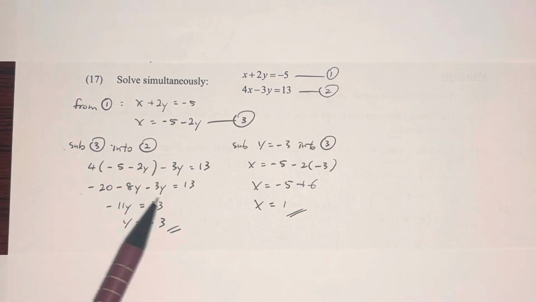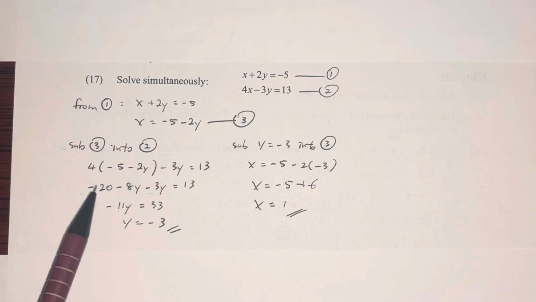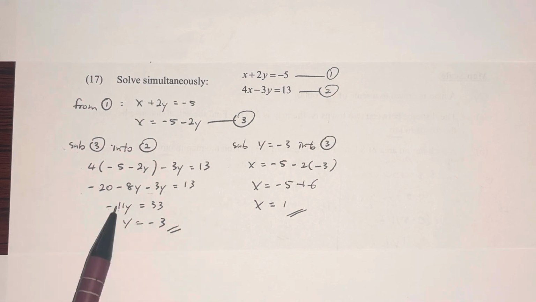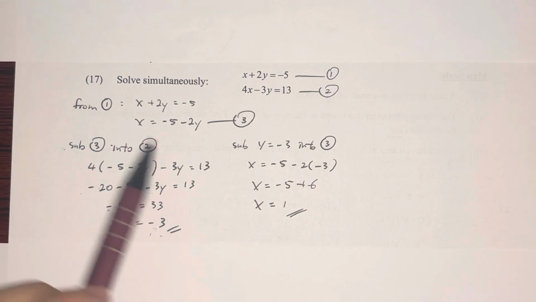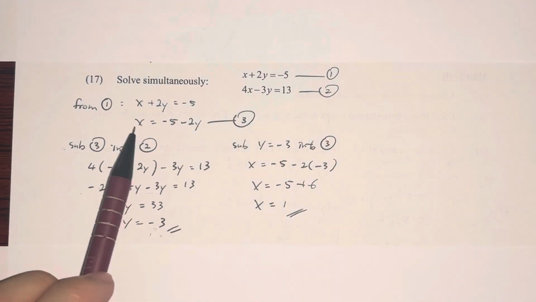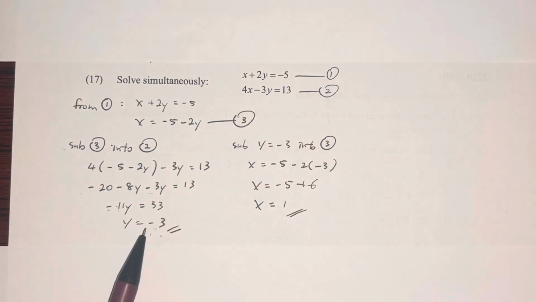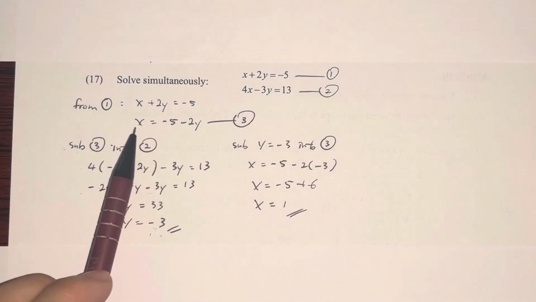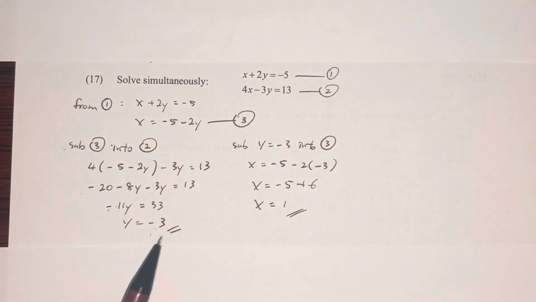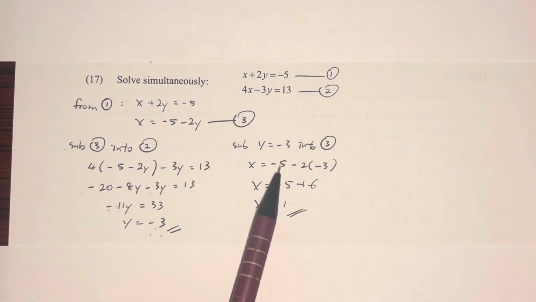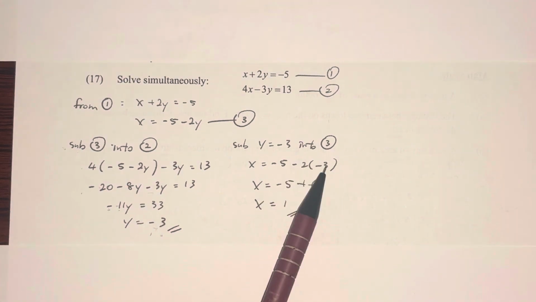And I'm grouping all the y, the minus 20 moves over. And then you divide both sides by negative 11, you get y equal to -3. So once you get that, same thing, you just sub into one of them. I like to sub into number 3 because number 3 already has x as the subject. So I sub this y equal minus 3 into 3. So it's x equal to negative 5 minus 2 times y, and y is minus 3 here. Simplify, count, x equal to 1. So that's the answer. Hope you learned something. Thank you and bye-bye.